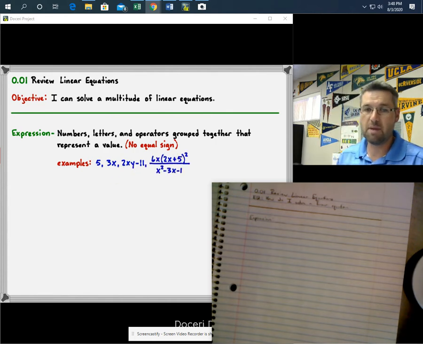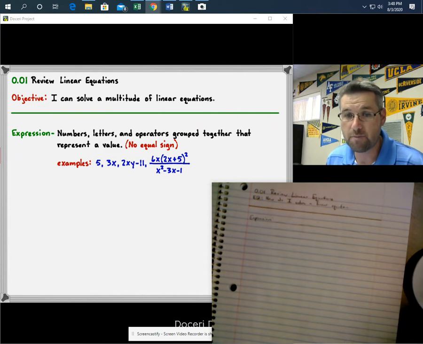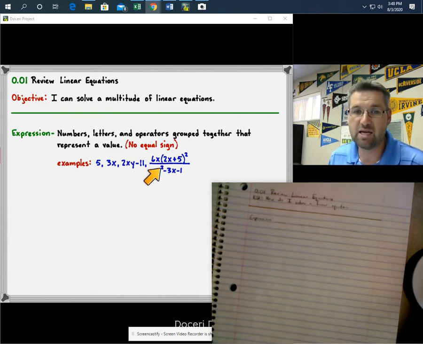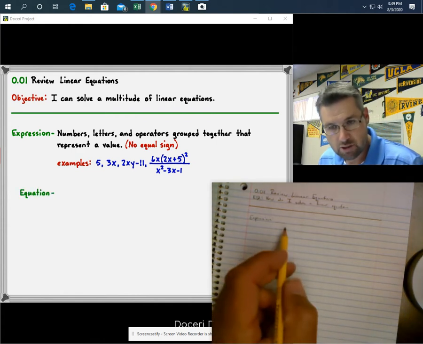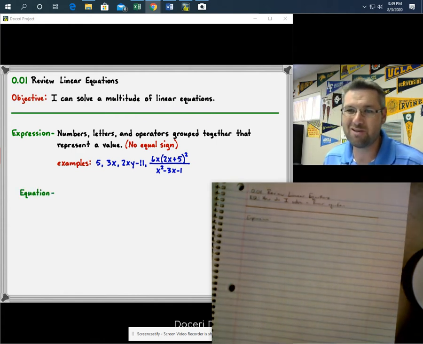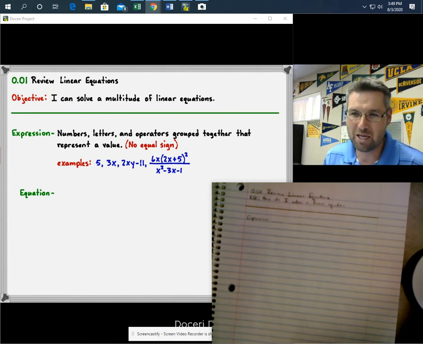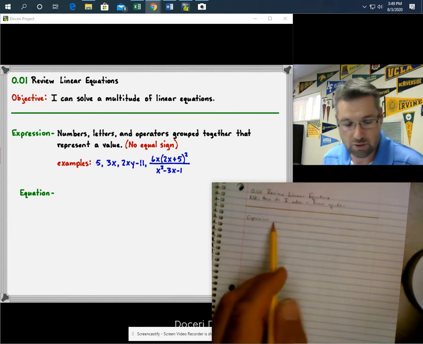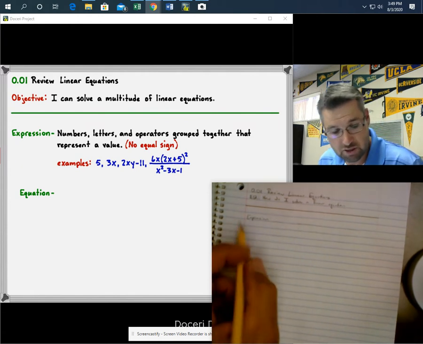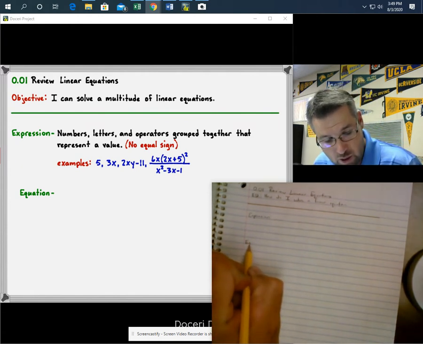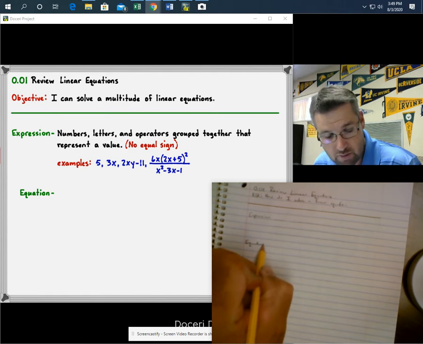Another one is something that maybe looks completely gross, right? This is something that you might see in Math 3 in the future, okay? So again, letters, numbers, operators, these all represent expressions. So in your notes, I want you to focus on the content too, but going back to talking about notes, you've written down expression, you've written down the examples of those expressions. Now we're going to move on to equation.